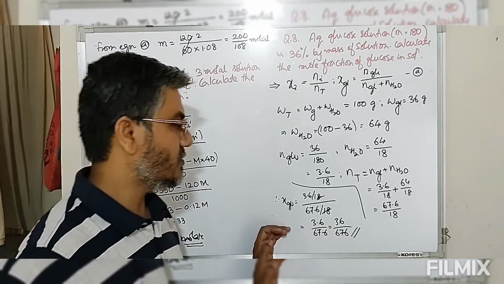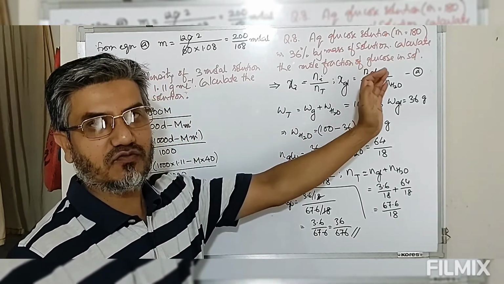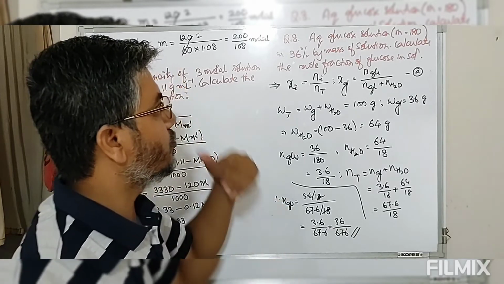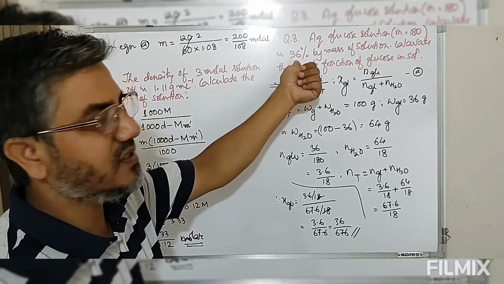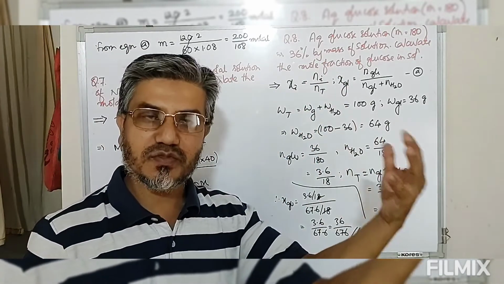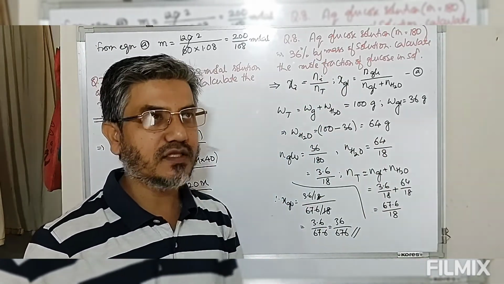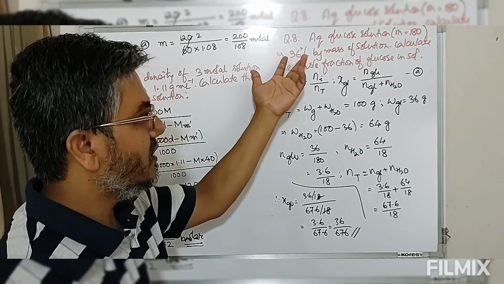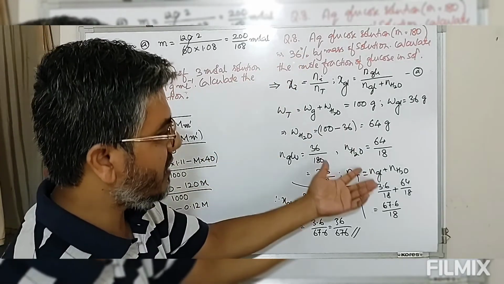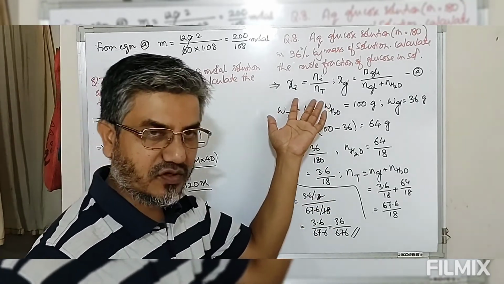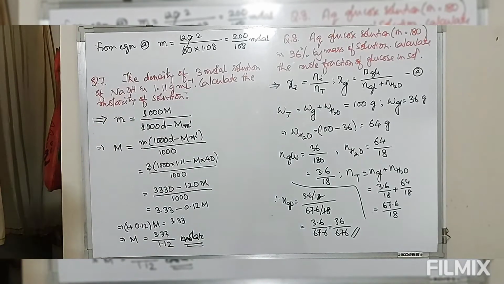Once we have this mole fraction of glucose, we can also define the mole fraction of water, which is equal to 1 minus the mole fraction of glucose. So we are using the concept of the percentage by mass. Percentage means the total mass of the sample is 100 gram. Out of this 100 gram, the mass of glucose present is 36 gram. So from this mass we are converting into moles, and from this mole we are defining the mole fraction of the components.